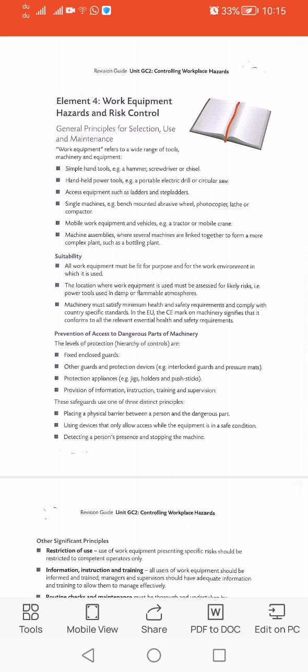Then point number 3, access equipment such as ladders and step ladders. These ladders can also be hazards, because if you don't know how to climb a ladder, or you don't have someone to hold the ladder, there is no stable footing, it can lead to accidents.